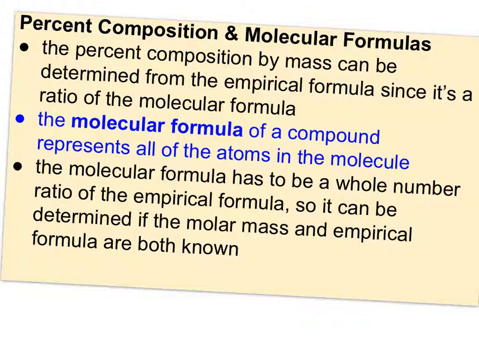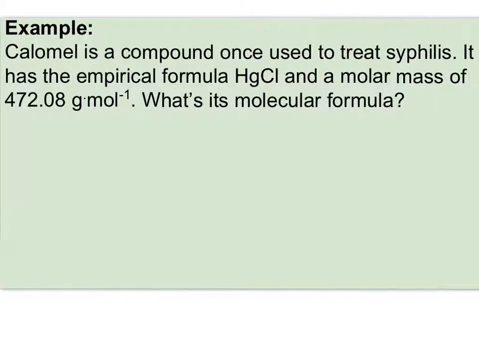For example, let's look at an example here of a compound called calomel. It was once used to treat syphilis. It has the empirical formula HgCl. Now, mercury isn't something we commonly treat with anymore. That's why people with syphilis tend to go crazy. It wasn't the syphilis, it was the treatment. But anyway, it has a molar mass of 472.08.